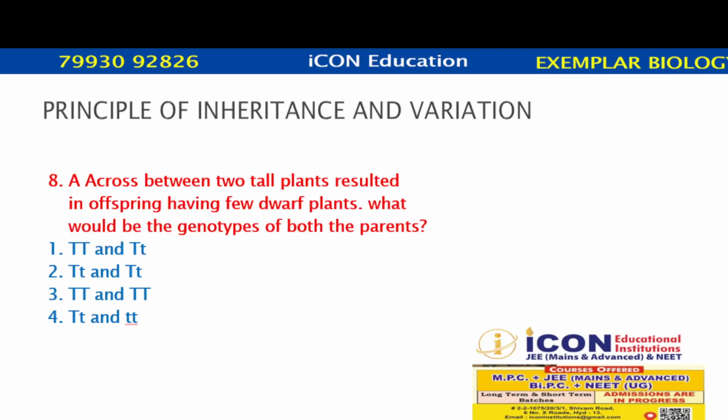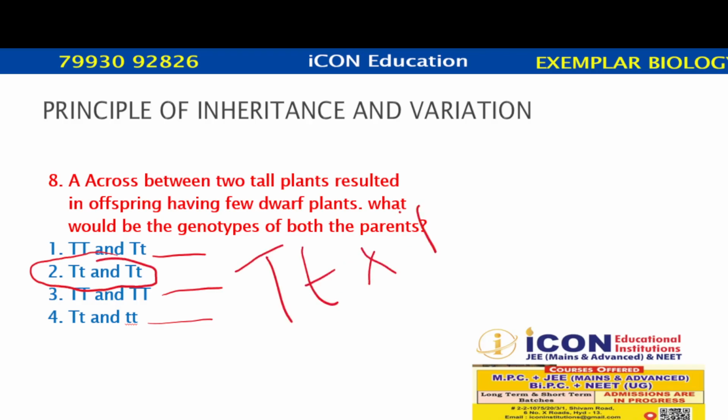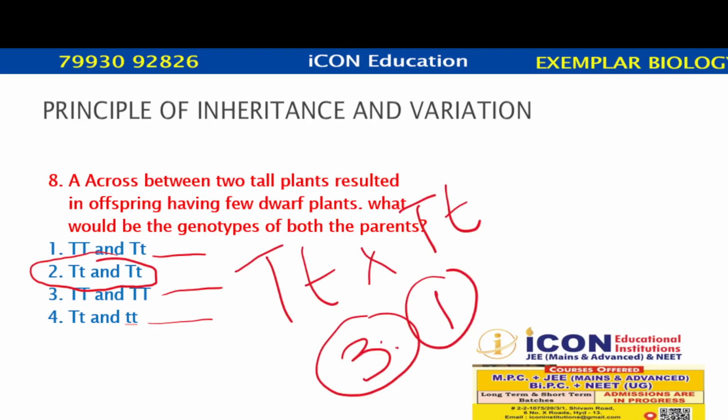A cross between two tall plants resulted in offspring having few dwarf plants. What would be the genotype of both the parents? Okay. In the first cross, TT and Tt, we get only tall plants, and here 50% tall and 50% dwarf will come. Here all tall will come. In the case of a cross between two tall plants where both are heterozygous, you get 75% tall plants and 25% dwarf plants.